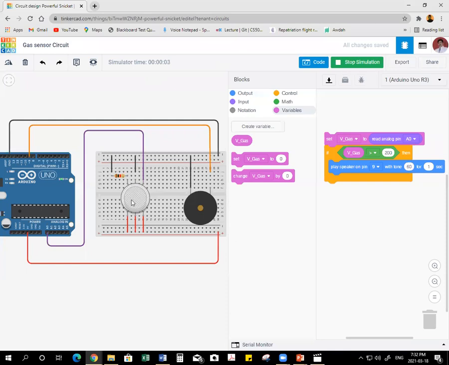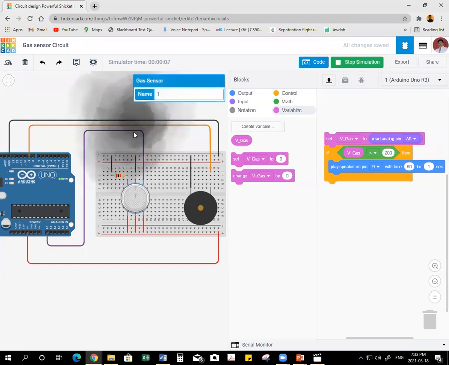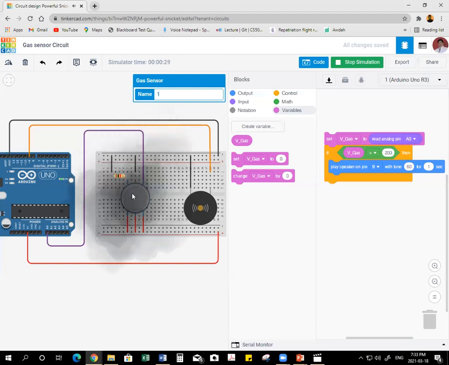Now if you click on the gas sensor, it will show the gas simulation. See, it is here now. Now if you click on that shape and move here and there, the value is not more than 200. Now if you move it further, nearer, still it is not 200. Now it is more than 200.